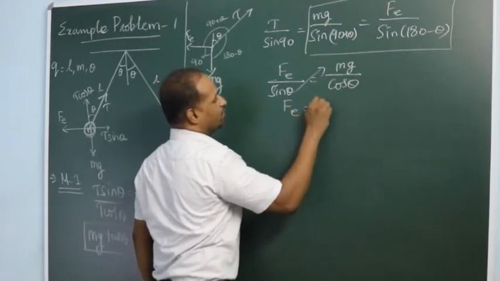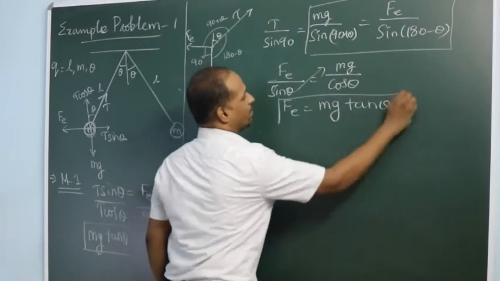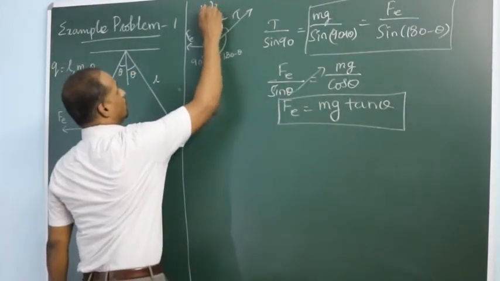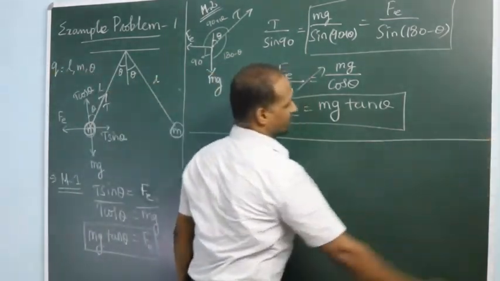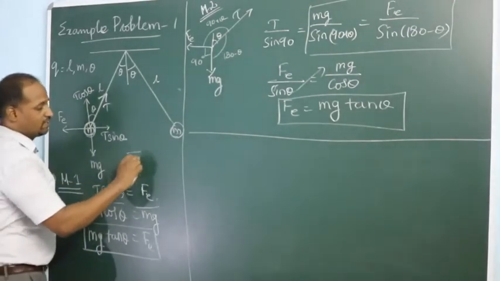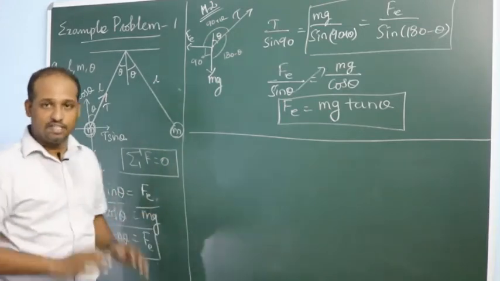So electrostatic force will be equal to mg tan theta. We have arrived at the same result using our method 2 also, method of concurrent forces or Lami's theorem. Let's look at the third method. Here the principle we have applied is that the net force acting on the system is 0. That means there is no translational motion.